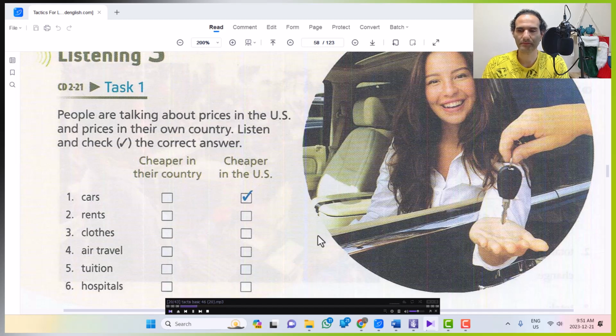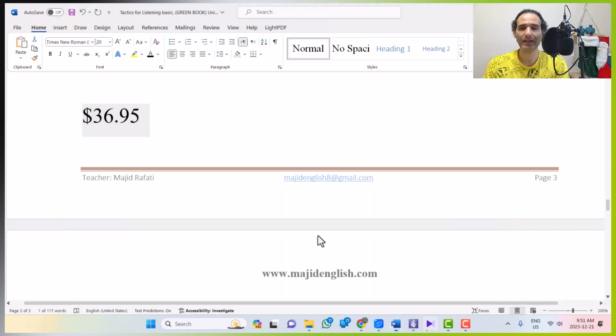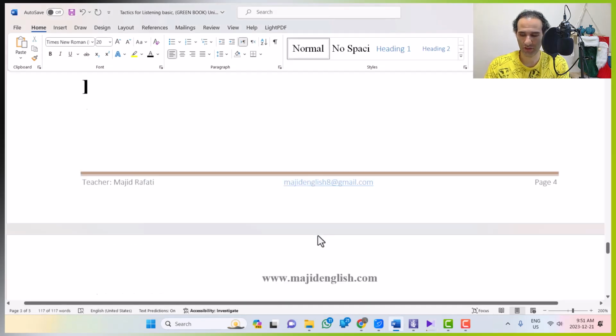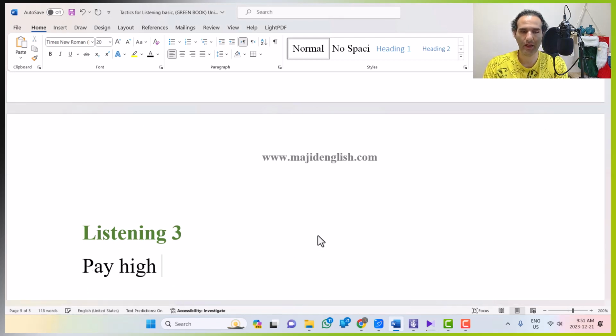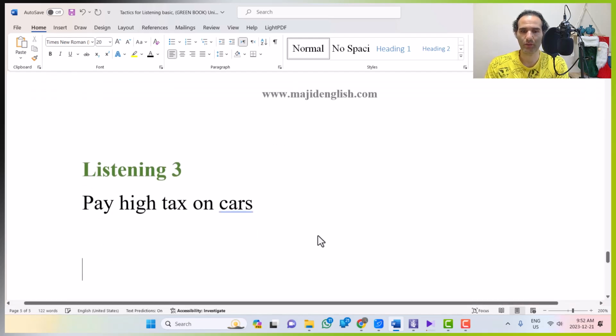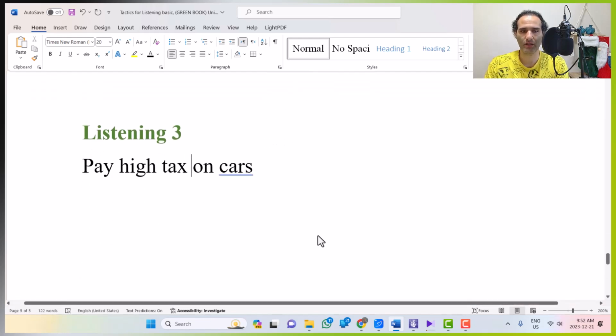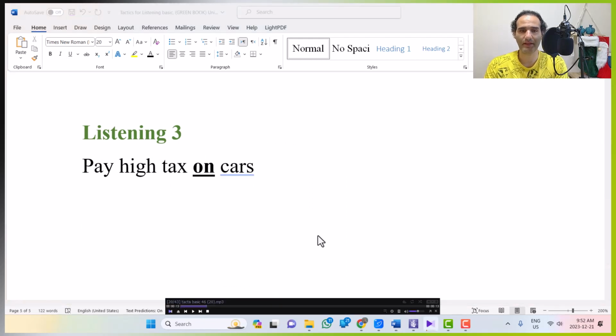1. I could never buy a car at home because we pay a very high tax on cars. We pay a very high tax on cars. Pay tax on something. Pay high tax on cars. We pay high tax on cars. So there is tax on something.